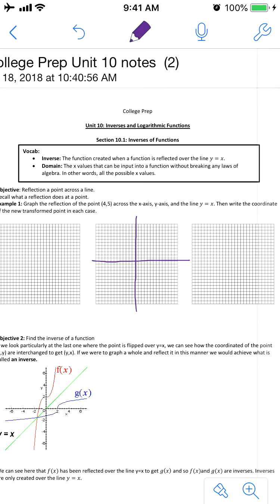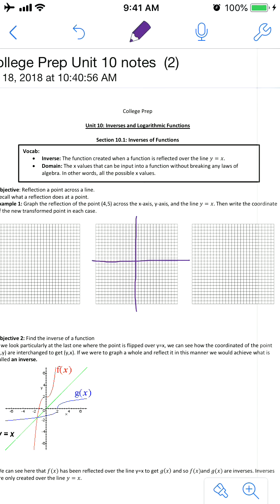Unit 10 is all about inverses and logarithmic functions. This first section, 10.1, what this video is about, is solely about inverses. We're going to talk about what that means, but I think it's just better if we dive right in and just go along as we see.